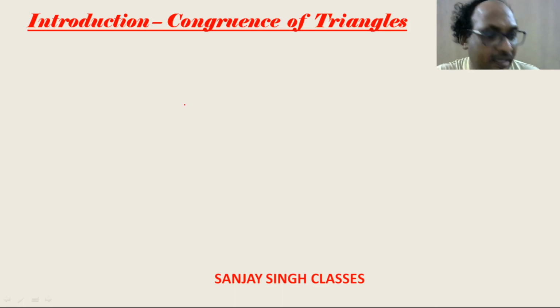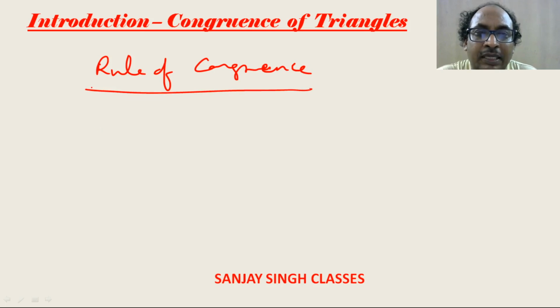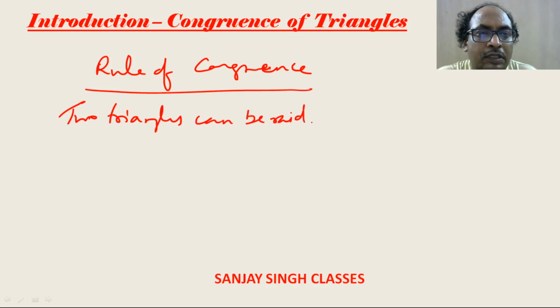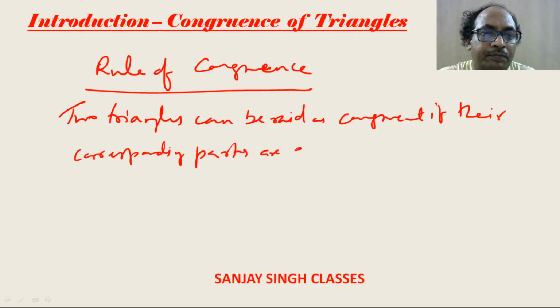Okay, so congruence of triangles, let me tell you the criteria which we have already used. So, rule of congruence. We already told that two triangles can be said as congruent if their corresponding parts are equal.